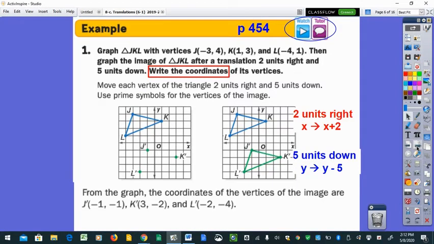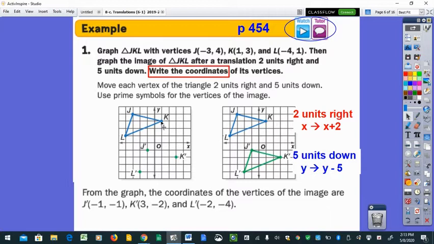Okay, so let's just take a look at an example of a translation. So I'm going to do this one 2 ways. I'm going to do it on the graph paper, and then I'm going to talk about how you would do it if you didn't have the graph paper. So they plotted the points. Remember, -3, 4 would be J, +1, 3 would be K, and -4, 1 would be L, and there's the triangle, and they want to move it 2 units to the right, and 5 units down.